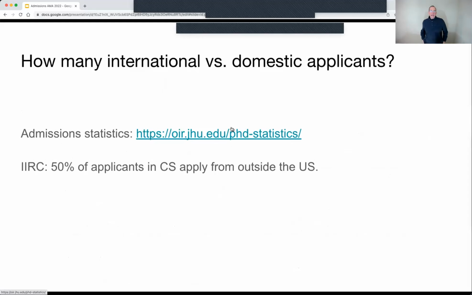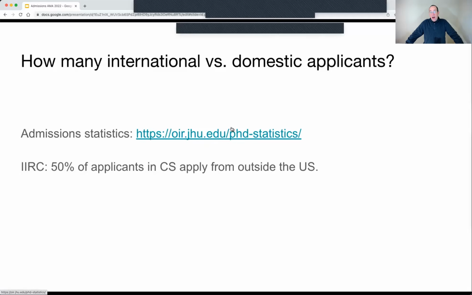Someone asked how many international and domestic applicants we get. I don't know for sure. I did try and look last year. I think last year, across all of the PhD applications in computer science, half of our applicants were applying from outside the United States. Last year was a little bit of a weird year because of COVID, so I don't think that's always going to be the case. I don't know how much it's going to change this year.